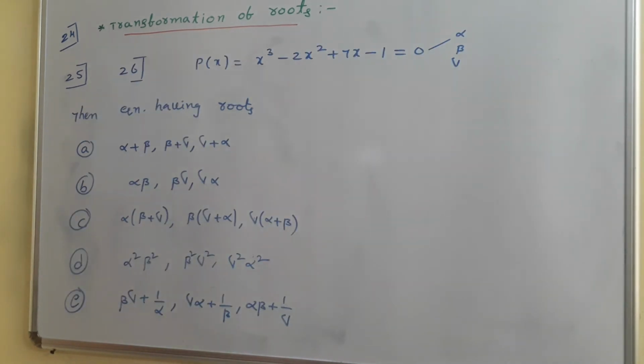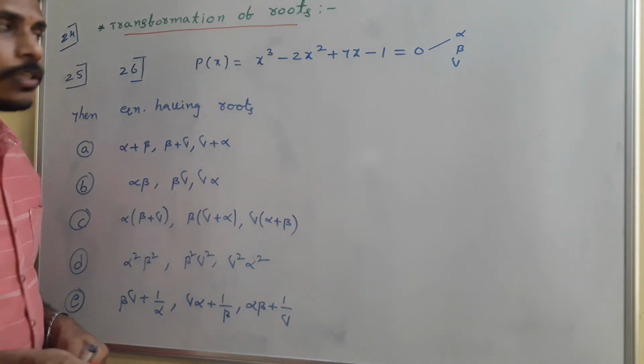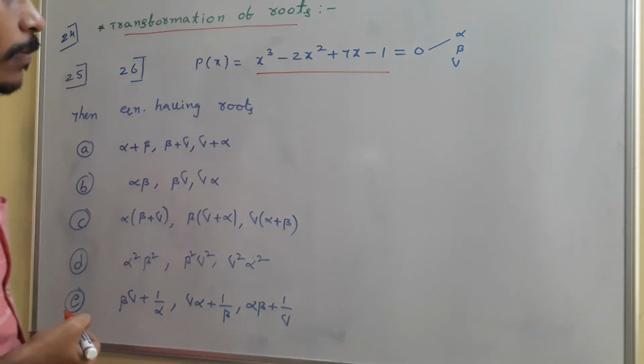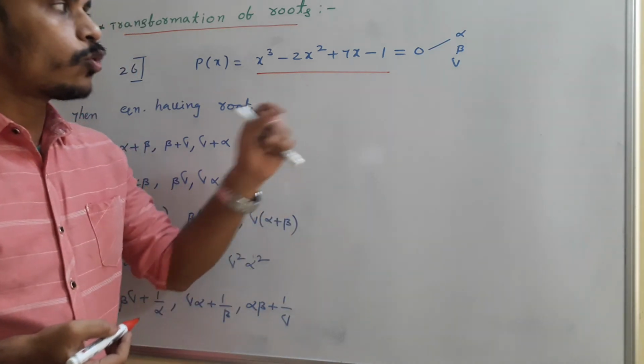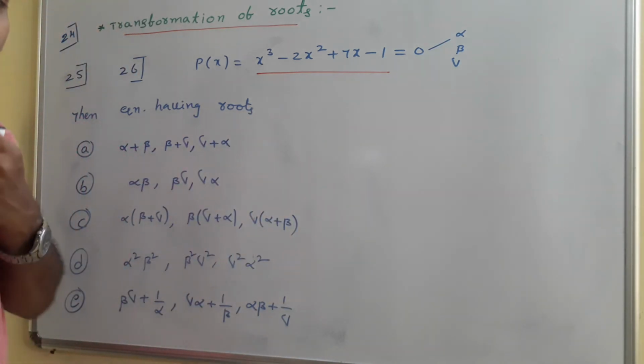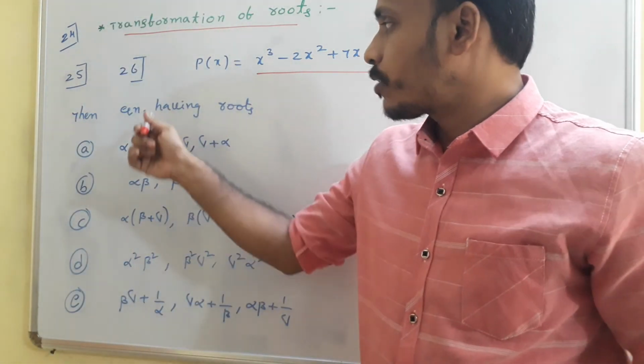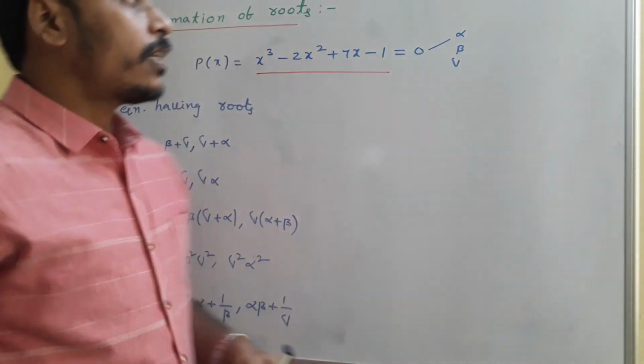So now listen carefully. Now this is another situation. Take the equation x cube minus 2x square plus 7x minus 1 equals 0 whose roots are alpha, beta, gamma. And now my intention here is to find the new equations whose roots are given as follows. Just have a look.